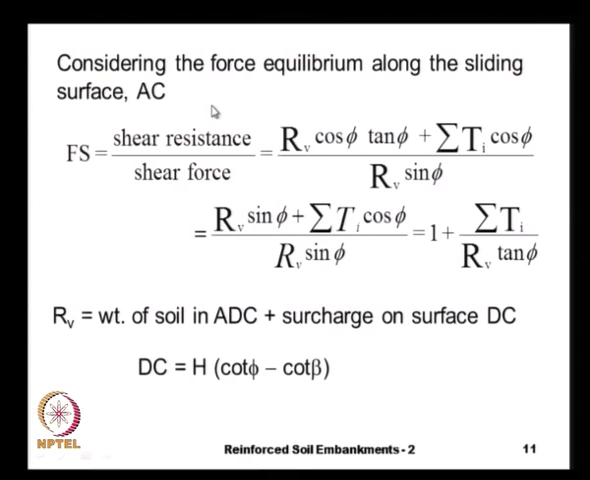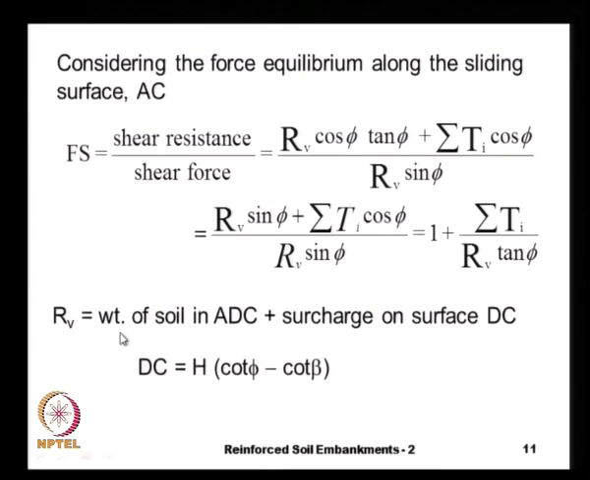And if we consider the force equilibrium of all the forces acting along the sliding surface AC, our factor of safety is the shear resistance divided by the shear force, that is RV times cosine phi times tan phi plus sigma of Ti cosine phi, this whole thing divided by RV sin phi, and so cosine phi times tan phi is just simply sin phi. So, it is equal to RV sin phi plus sigma Ti cosine phi by RV sin phi, that is 1 plus sigma of Ti by RV tan phi, by bringing this cosine phi to the denominator.